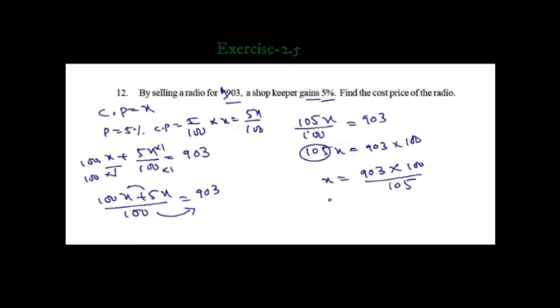Now if you are cancelling all the things, you can cancel the 3 table. So 3 times 3 is 3 times 5 is 15. Then next the 5 table: 5 sevens are 35, 7 times 1 is 7, 7 times 4 is 28, then 43 into 20 we are getting. Then x is equal to 860. Therefore the cost price of the radio is 860 rupees.